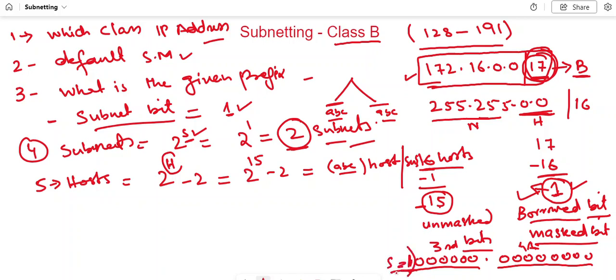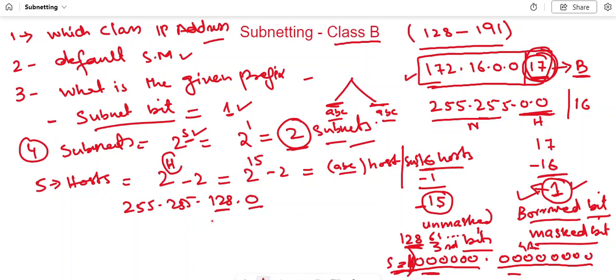S is equal to 1. This is the one bit we have taken. The value of this bit is 128, as we have studied in our previous lectures, 128, 64 and so on up to 1. So if s is equal to 1, it means one bit we have taken, and the value will be 128. So our subnet mask for these subnets will be 255.255.128.0. This is the third octet and this is the fourth octet.